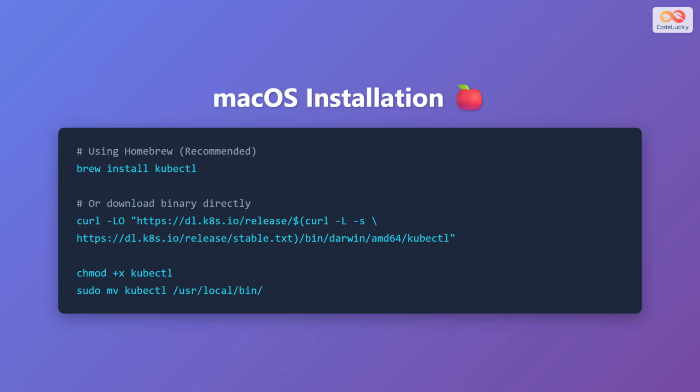For macOS users, the easiest method is using Homebrew. Simply run brew install kubectl and Homebrew handles everything. Alternatively, you can download the binary directly, similar to Linux. Use curl to download the Darwin AMD64 binary, make it executable with chmod, and move it to /usr/local/bin with sudo privileges.